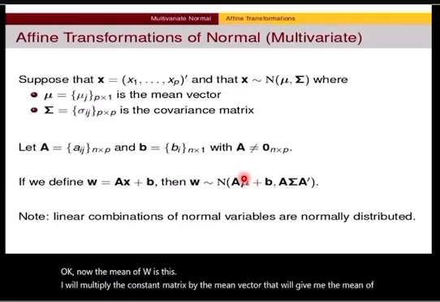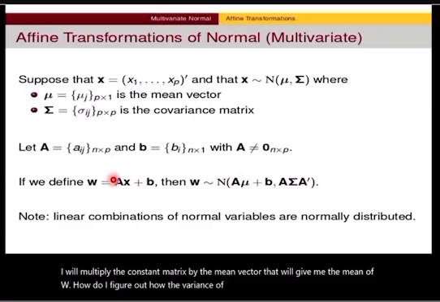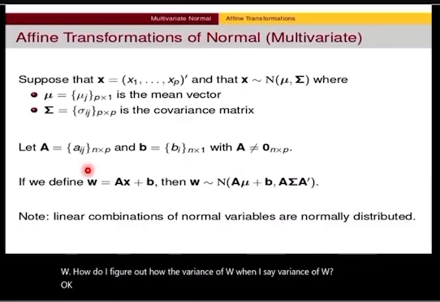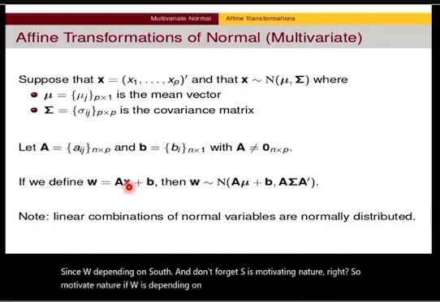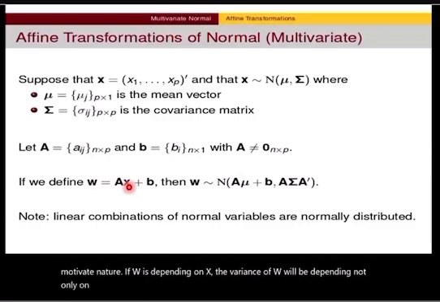How do I figure out the variance of W? Don't forget, since W is depending on X, and X is multivariate in nature, the variance of W will depend not only on the variance of X, but also on the covariances of X as well.